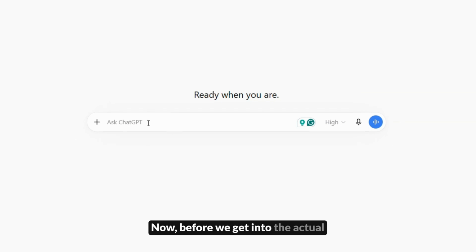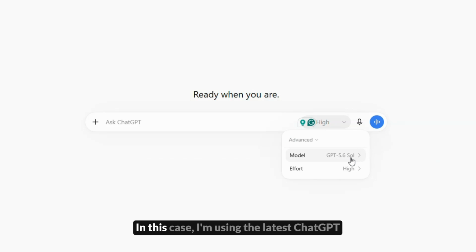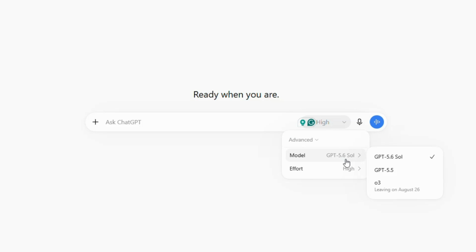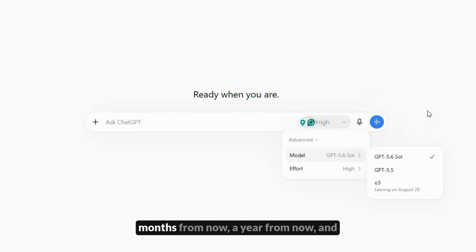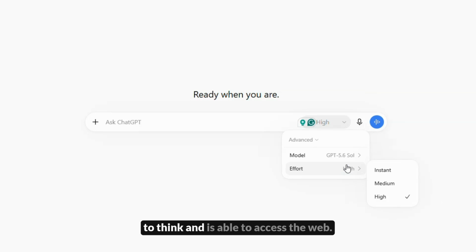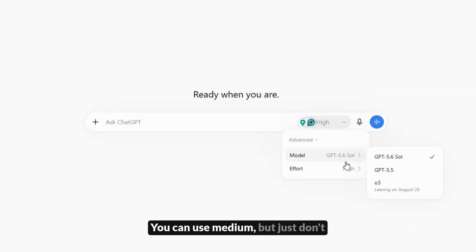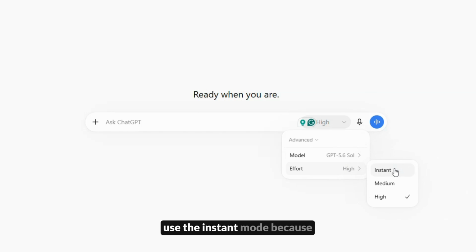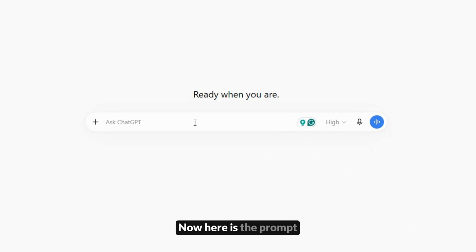Now, before we get into the actual full prompt, make sure you're using one of the latest AI models. In this case, I'm using the latest ChatGPT 5.6, but you may be watching this video 6 months from now, a year from now, and the latest model might be something else. What I want you to understand mostly is that you should use a model that is able to think and is able to access the web, so it finds the data we need. You don't need to necessarily use the highest thinking effort. You can use medium, but just don't use the instant mode, because the instant mode is going to be prone to hallucination a lot. Now here is the prompt.